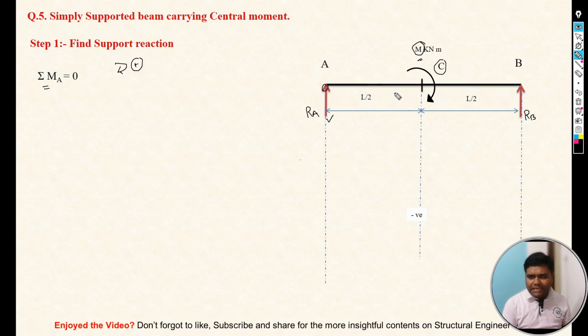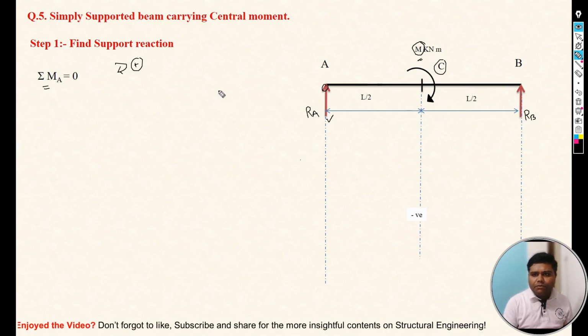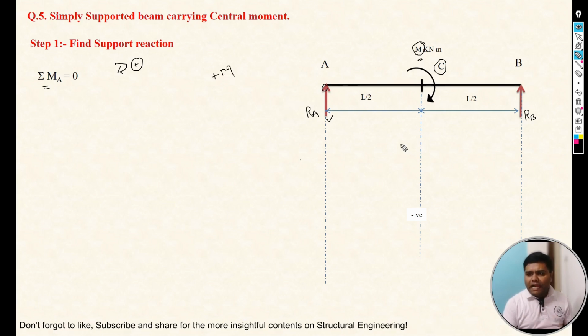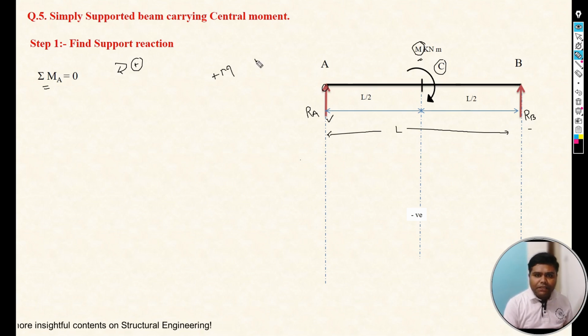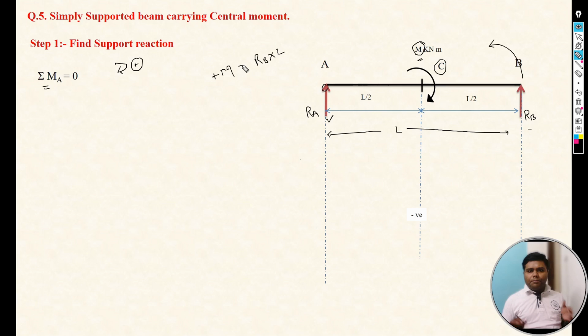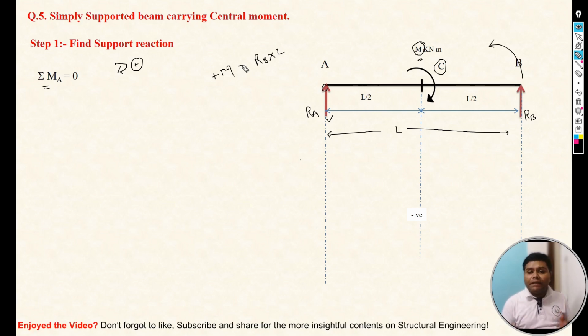It is acting clockwise, so we will take that moment as positive, so it will be M. Another force is Rb, and the perpendicular distance of that Rb is L from point A, because we are taking moment at point A. So the moment will be Rb into L. The moment at point A for this reaction RB is RB into L, and the moment of that RB is anti-clockwise, so we need to take it negative.